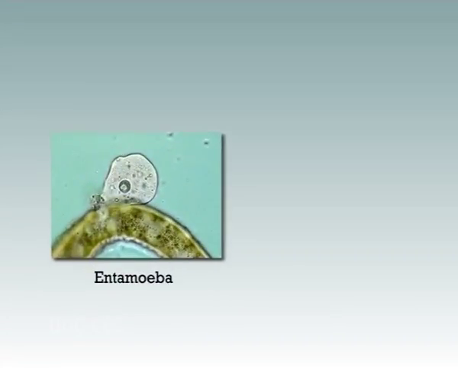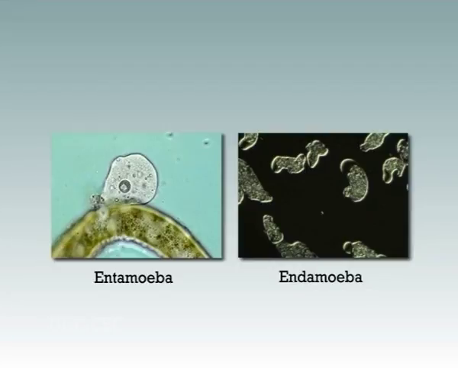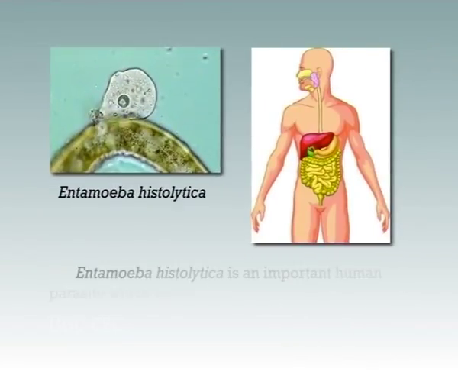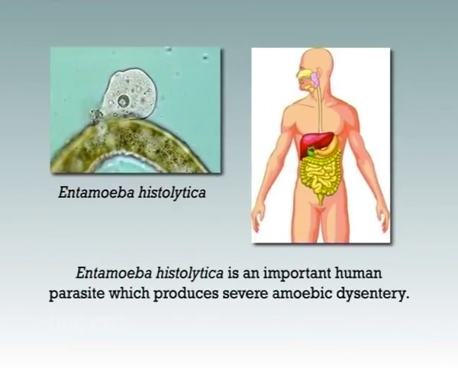They are so abundant that they form thick deposits which became uplifted over time and exposed as the great beds of limestone in Europe, Asia and Africa. Finally, Entamoeba and Endamoeba are the two common symbiotic amoebae. Endamoeba blattae is commonly found in the intestine of cockroaches, while Entamoeba histolytica is an important human parasite which produces severe amoebic dysentery.